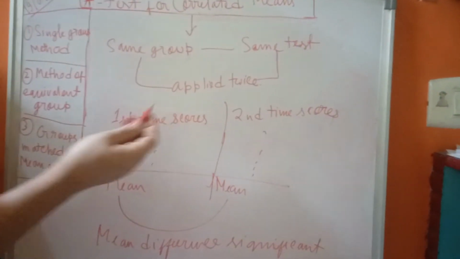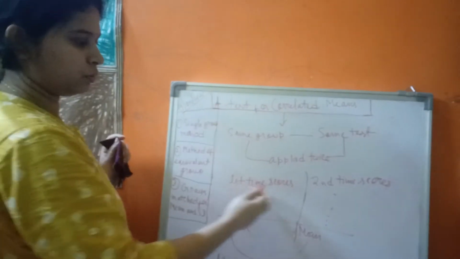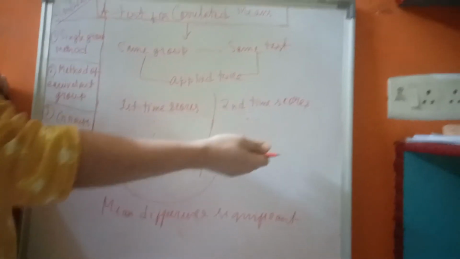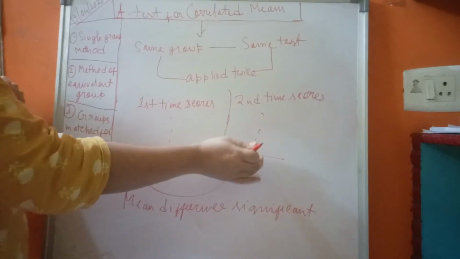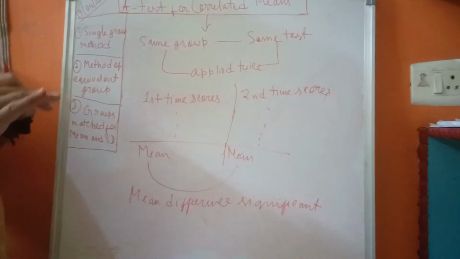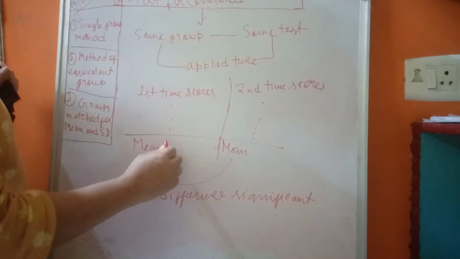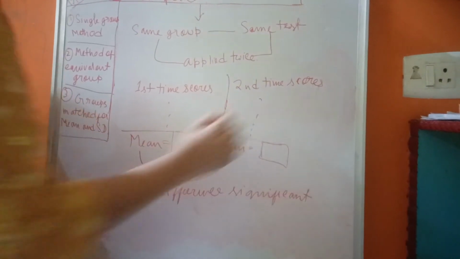For example, a test, maybe an IQ test or some achievement or interest test, was administered to one group for the first time, and then after giving some training or exposure to some course, the same test was administered a second time to the same group, and their scores are found. For the same group on the same test, we can find the mean value of the first score and the second score. Now these two mean values will have some discrepancy or difference.